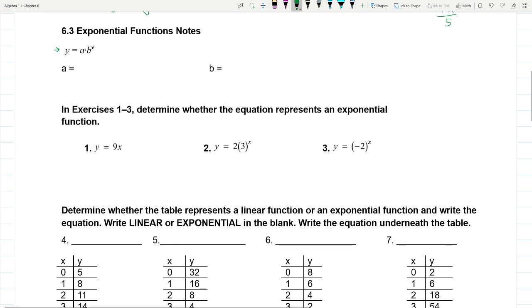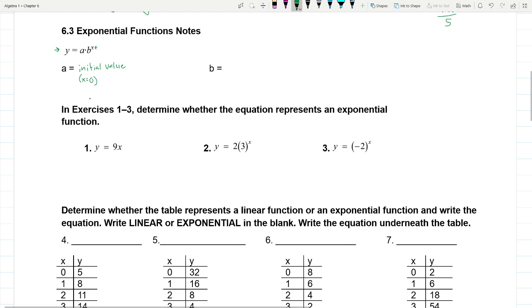But the new thing for this is that this x is in the exponent spot, and that's the reason it's called an exponential function, because that x, that variable that we often are changing, is in that exponent location. So we have a couple of aspects. The first one is a, and a is our initial value. And this is when x is 0.